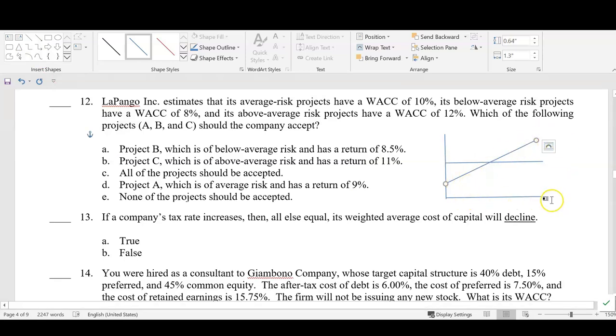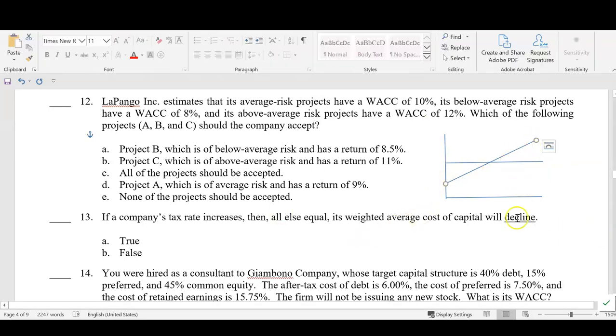For the x-axis, this is risk. For low-risk projects, we have a lower WACC. For high-risk projects, we have a higher WACC. Any point above the line means that the project has a return higher than the WACC of the same risk level, so we should accept the project. Any projects below the line we should reject because the return is below their cost. So when we make decisions about projects A, B, C, we should compare their return with the WACC of similar risk.